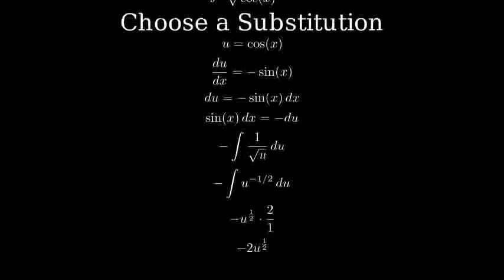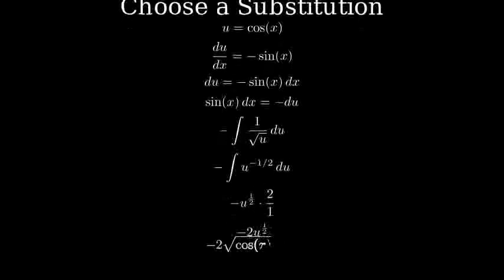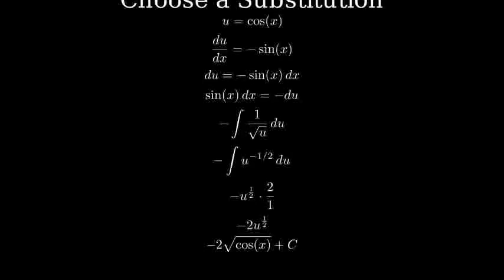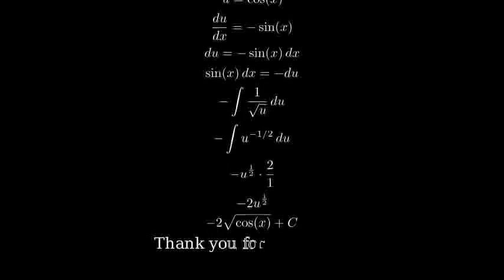Finally, we substitute back in terms of x since we need our final answer in terms of x. We resubstitute u equals cosine of x back, giving us -2 times the square root of cosine of x. Thus, the integral of sine of x over square root of cosine of x dx is -2 times the square root of cosine of x plus C. And that's how to evaluate this integral using substitution.